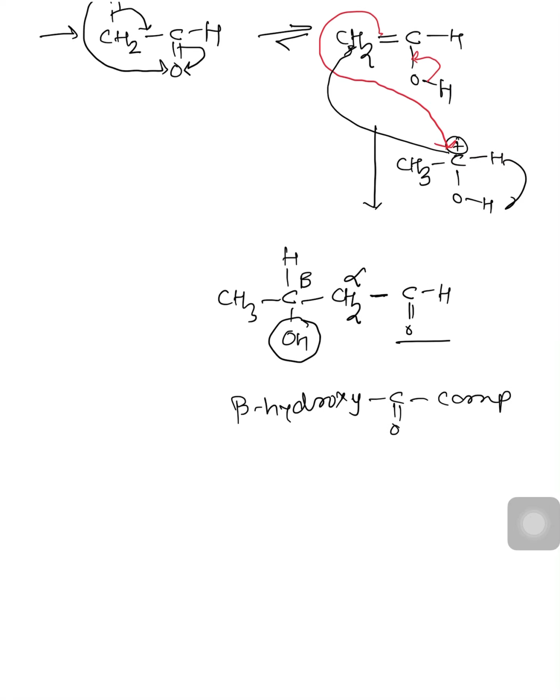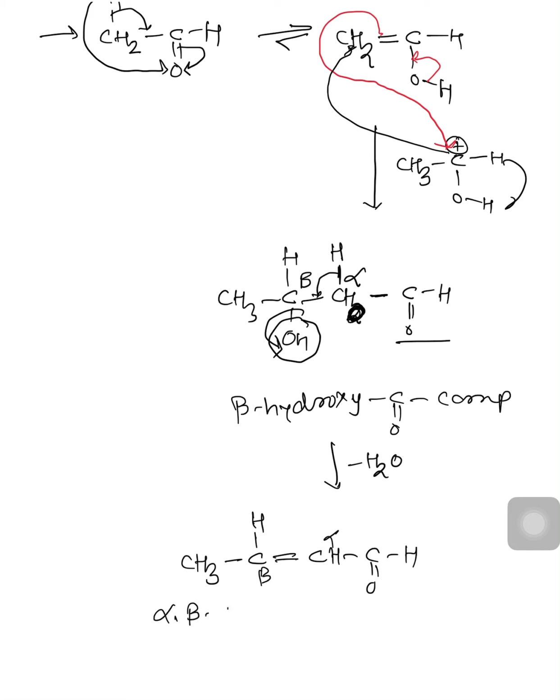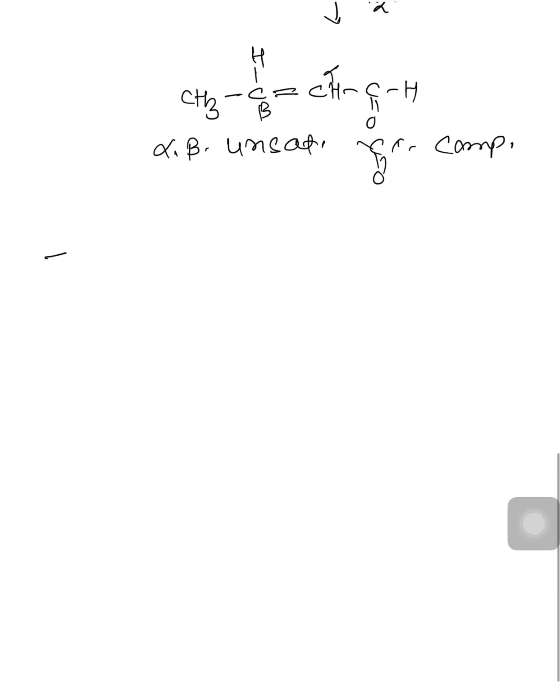Now from this beta hydroxycarbonyl compound, there will be elimination of a water molecule. How? Suppose this CH2, I write 1 hydrogen above, so CH minus H2O. So there will be elimination and formation of a double bond between alpha and beta carbon, and this is known as an alpha beta unsaturated carbonyl compound. Now let us discuss the base catalyzed mechanism.